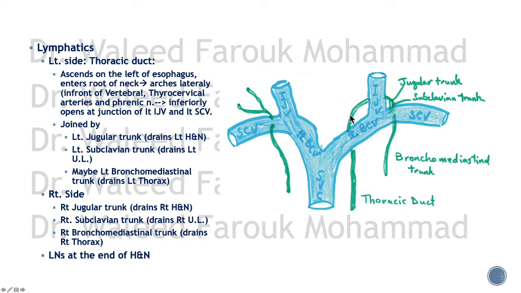The thoracic duct curves laterally and then goes inferior to open at the junction of the left internal jugular vein and left subclavian vein. It's joined by the jugular trunk, the one that gets lymph from the left side of the head and neck, the subclavian trunk, the one that brings lymphatics from the left upper limb, and the bronchomediastinal trunk, which brings lymph from the left thorax. Okay, this is the thoracic duct.